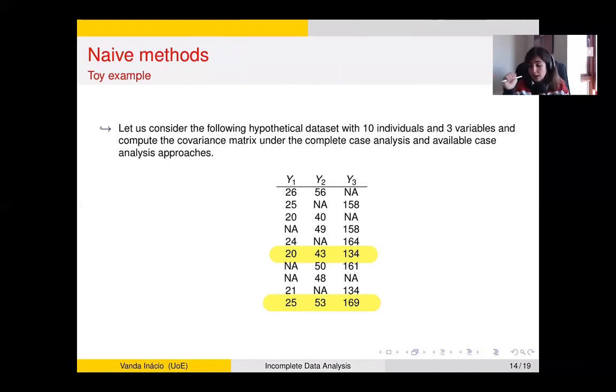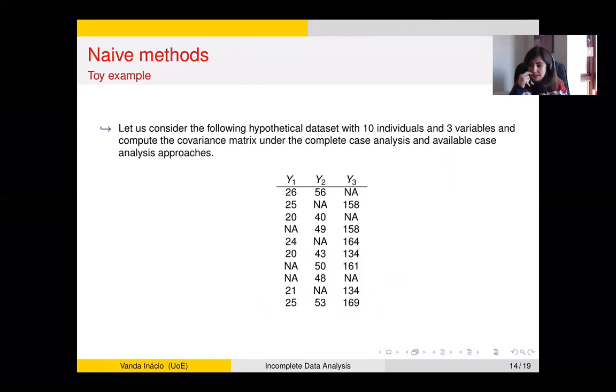In this case, this is a toy or hypothetical dataset, so it's a very small one, and it happened that only two individuals had complete information on all three variables. Now let's try to compute again the covariance matrix, but now under an available case analysis.